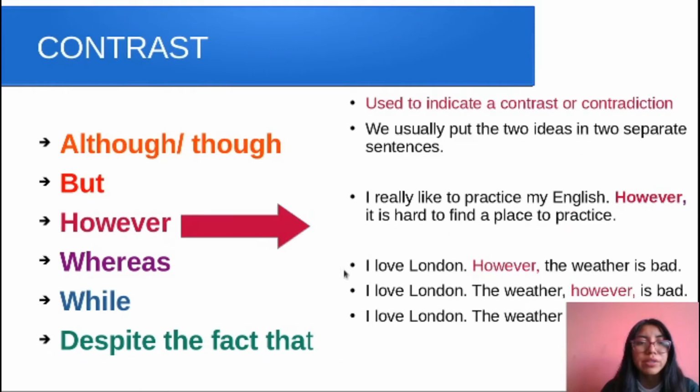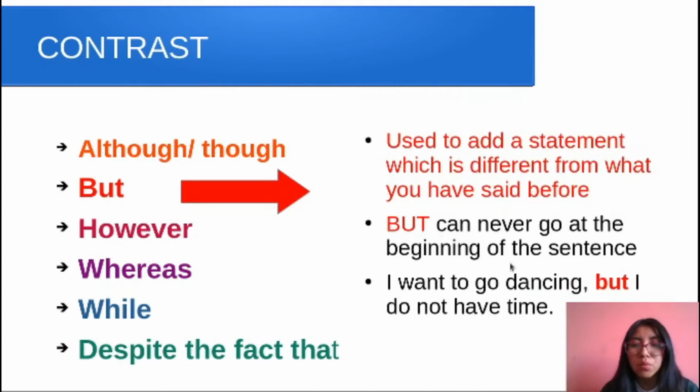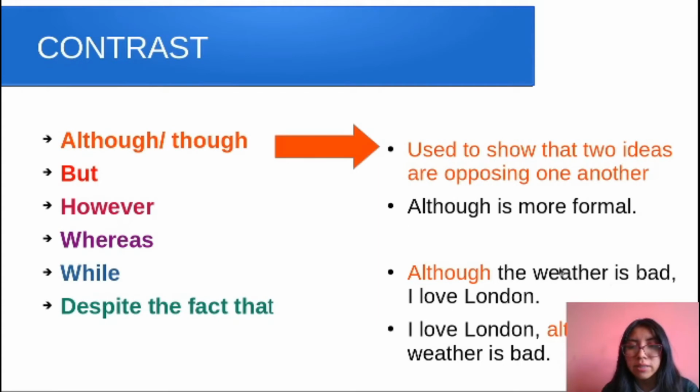We are going to see however. When do you use it? You have to use it to indicate a contrast or contradiction. It means, however, you are going to use it to show a contradiction of ideas. Okay, we usually put the two ideas in two separate sentences. Pay attention. In the last examples, we used the same sentence. Pay attention. We start here and we finish here. That is one idea, okay, in one sentence.